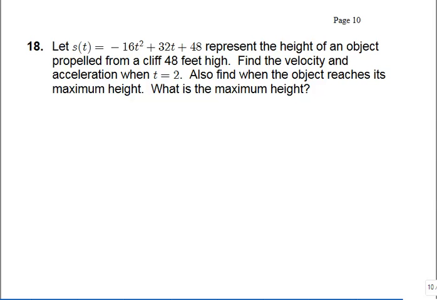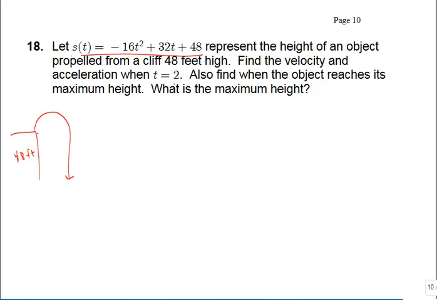All right, last example. Let S of t equal negative 16t squared plus 32t plus 48 represent the height of an object propelled from a cliff 48 feet high. So we have this big cliff that's 48 feet high, and we're propelling this object, and eventually gravity is pulling it down, and this is our position function. So the first question says, find the velocity and acceleration when t is 2.